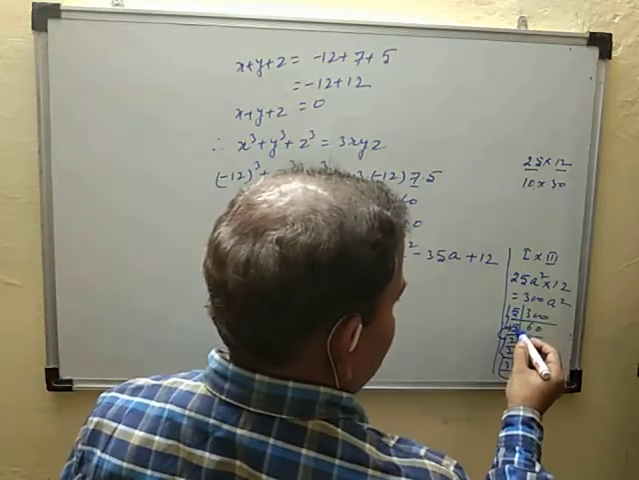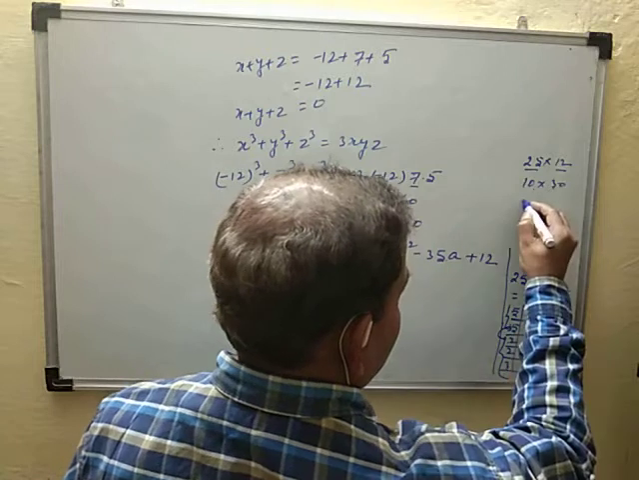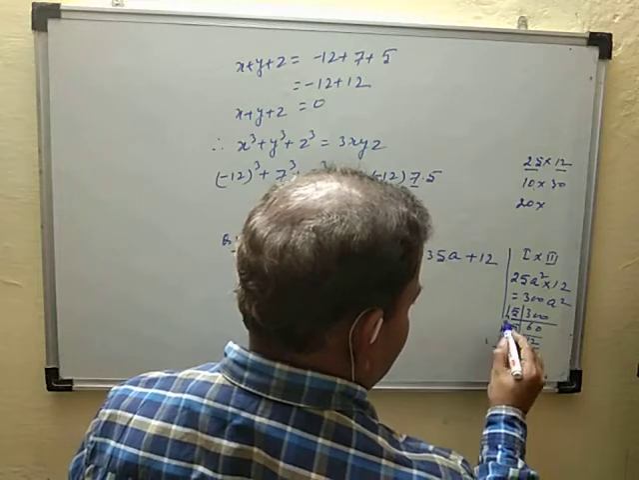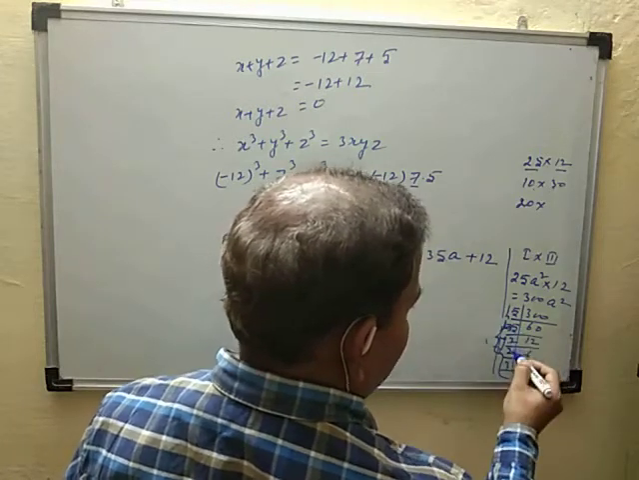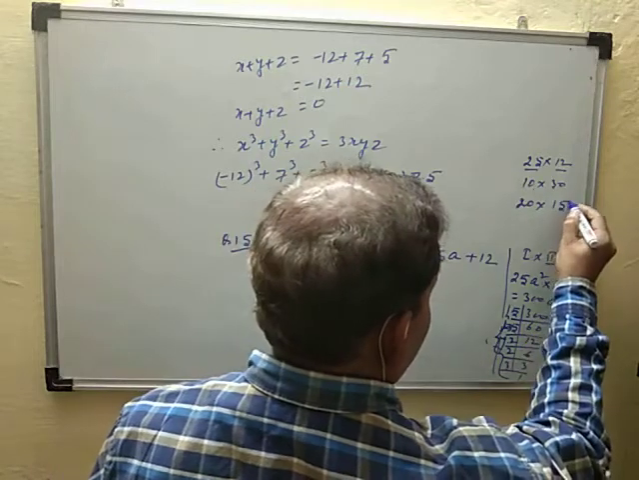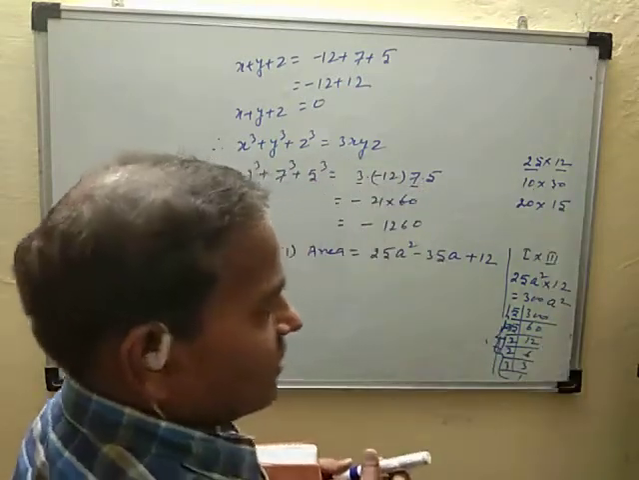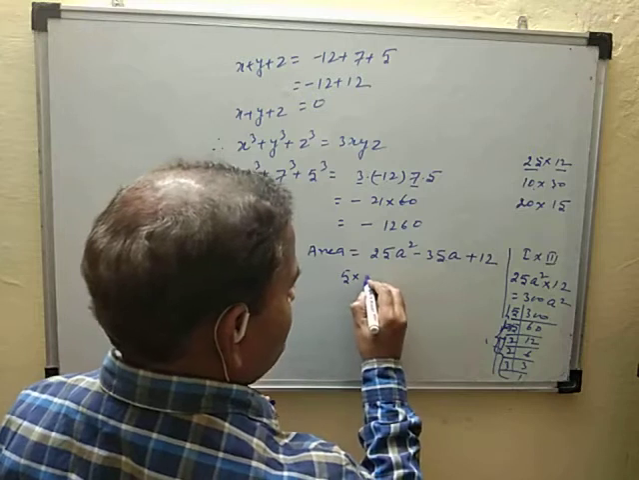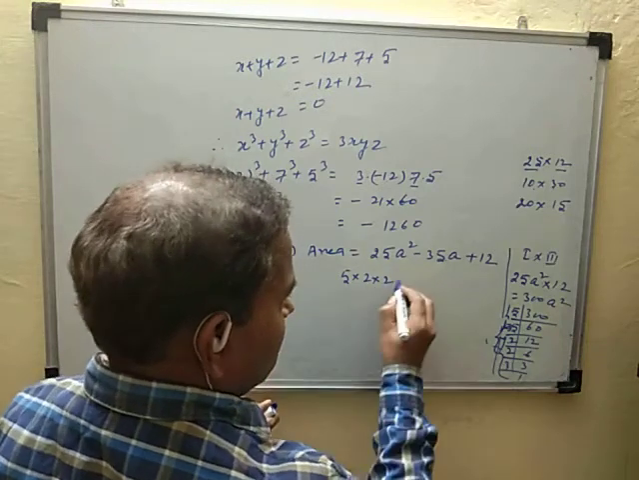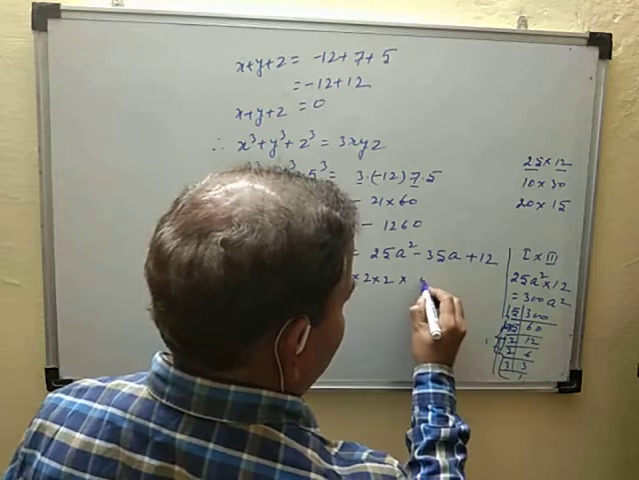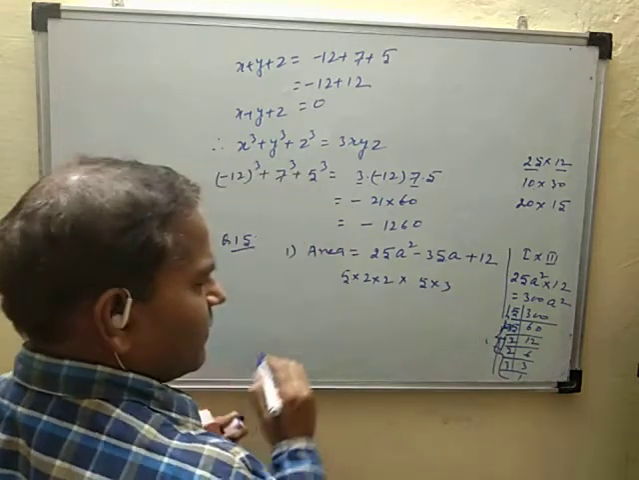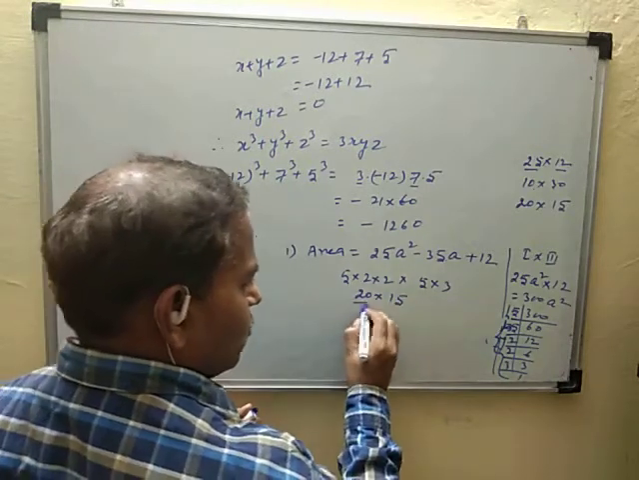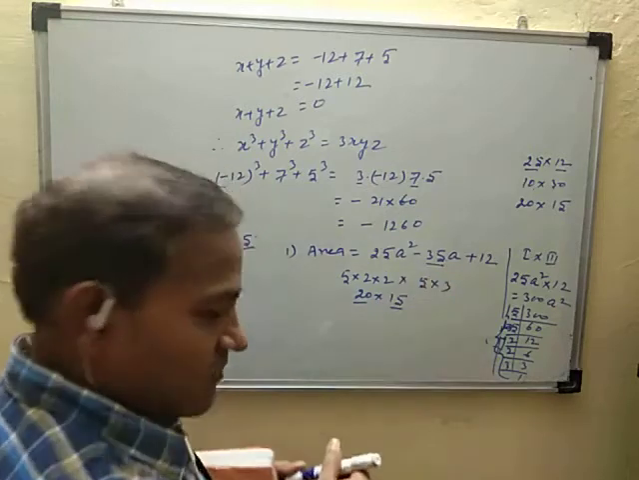Suppose one factor is 5 into 2 into 2, that is 20, and the other factor is 5 into 3, that is 15. So 20 plus 15 is equal to 35.